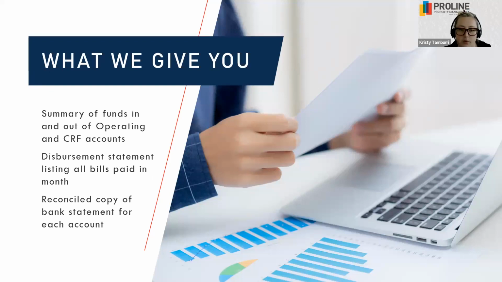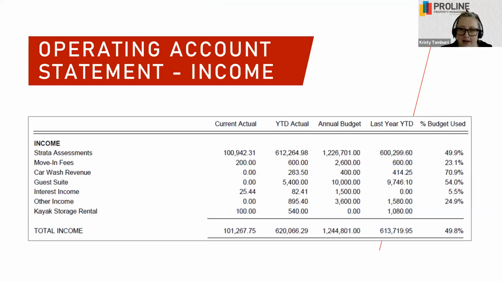So when you're reviewing your operating statements, one of the important things to note is that the reconciled copy of your bank statement for each account, so for your operating account, your contingency reserve account, and if you have a special levy account, the bank statement included for every month is actually the previous month, and that's just to allow time to ensure that you get that reconciled copy. So the first section we're going to look at is the operating account statement.